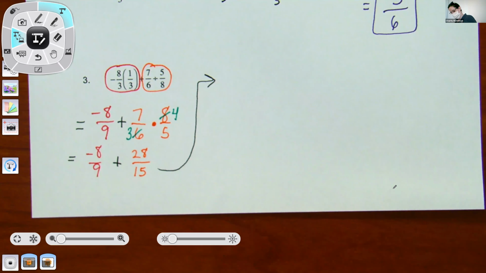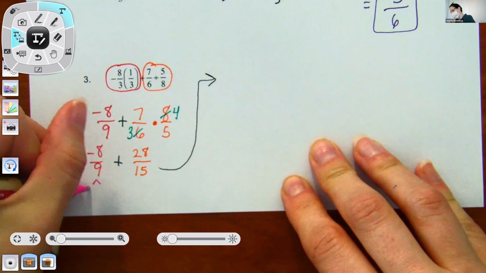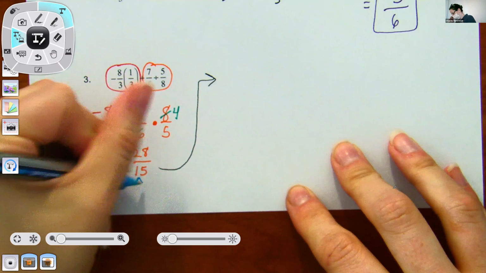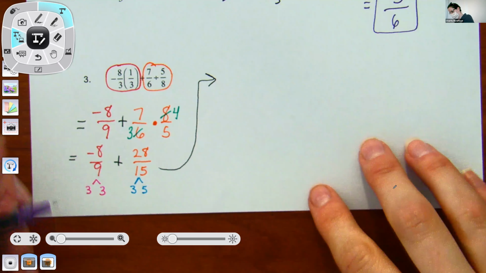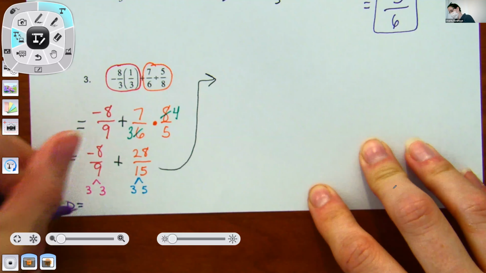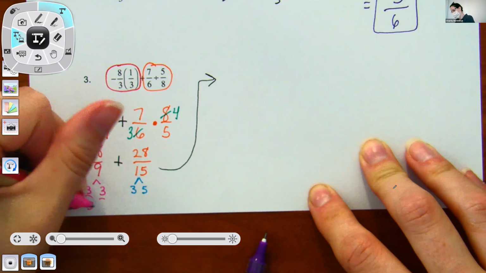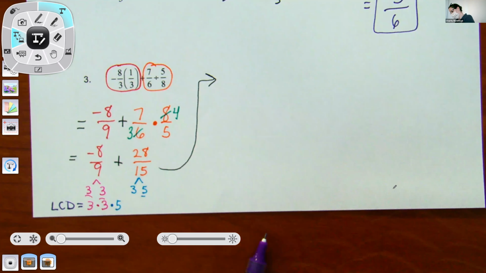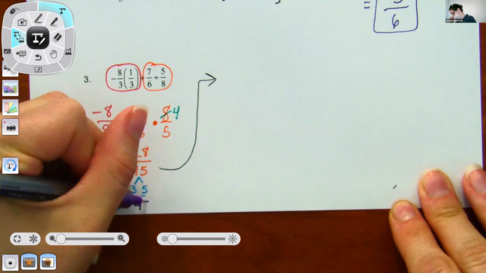All right, so let me see here. I've got 9 is going to be 3 and 3, and then 15, that's going to be 3 and 5. So for my LCD, I would need 2 factors of 3 and a factor of 5. So 3 times 3 times 5, and that's going to be equal to 45. That's my LCD.